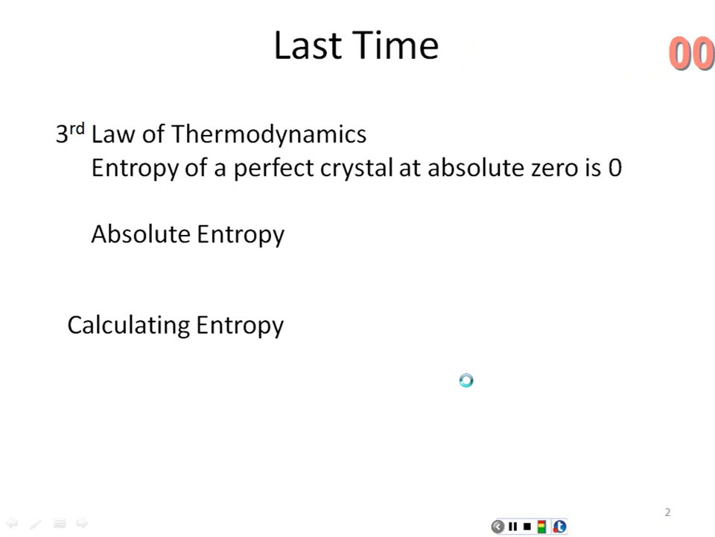All right, last time on Thursday we talked about the third law of thermodynamics, that is, the entropy of a perfect crystal at absolute zero is zero. And from this third law we got this concept of absolute entropy. Unlike enthalpy, entropy can actually have absolute values, not just a change in entropy like we measure for enthalpy. And we talked a little bit about how to calculate entropy from the molar entropy values that you can find in tables.